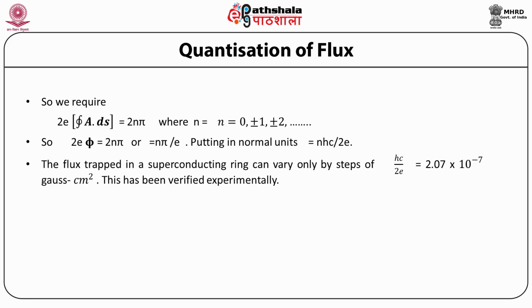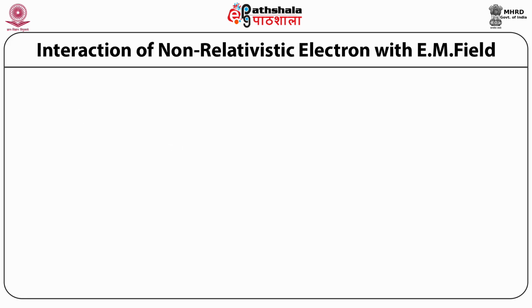or φ is equal to nπ divided by e, and so in normal units, if you include the ħ and the c, it is equal to nhc by 2e. The flux trapped in a superconducting ring, therefore, can vary only in steps of hc by 2e, whose numerical value is 2.07 × 10^-7 Gauss centimeter squared. This quantization of flux has been verified experimentally.